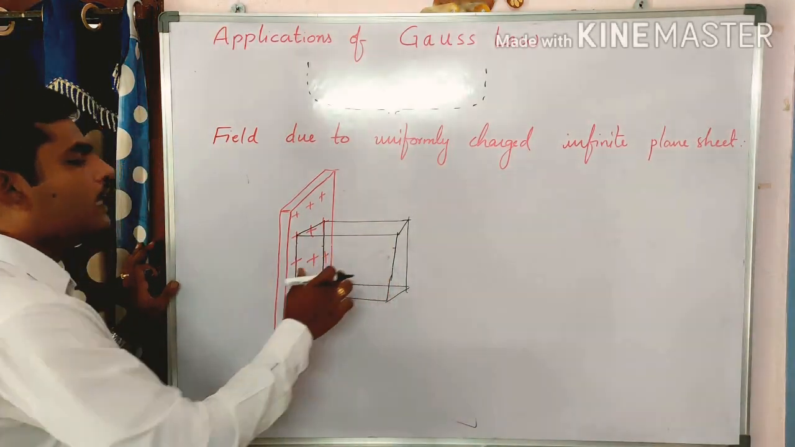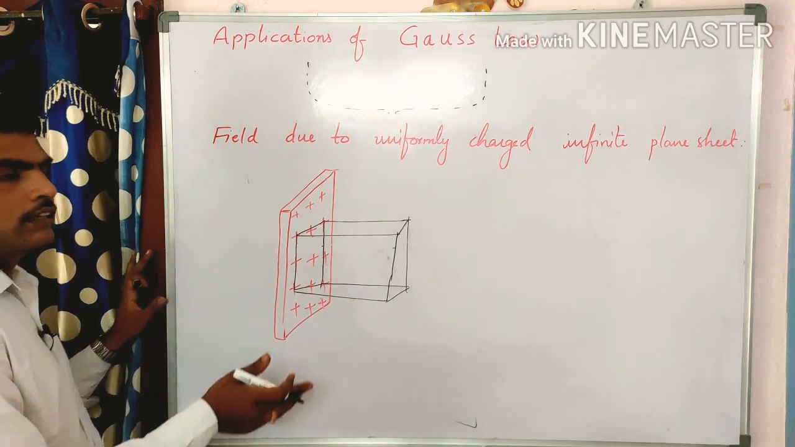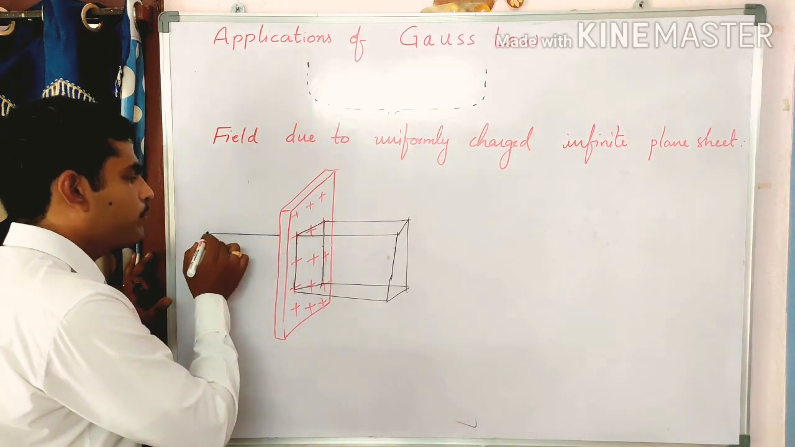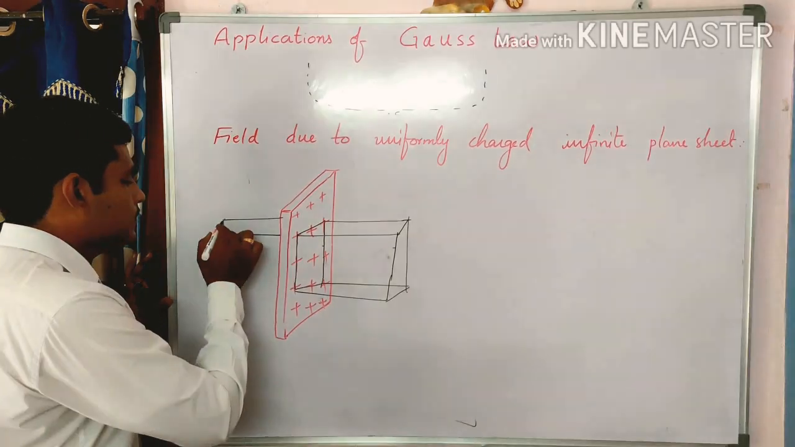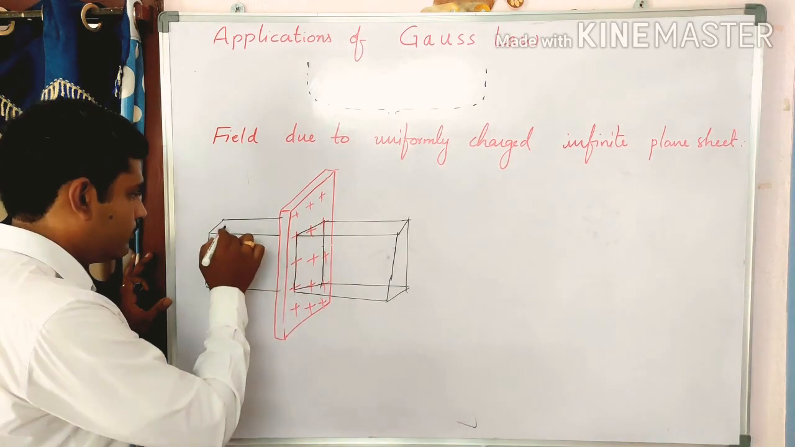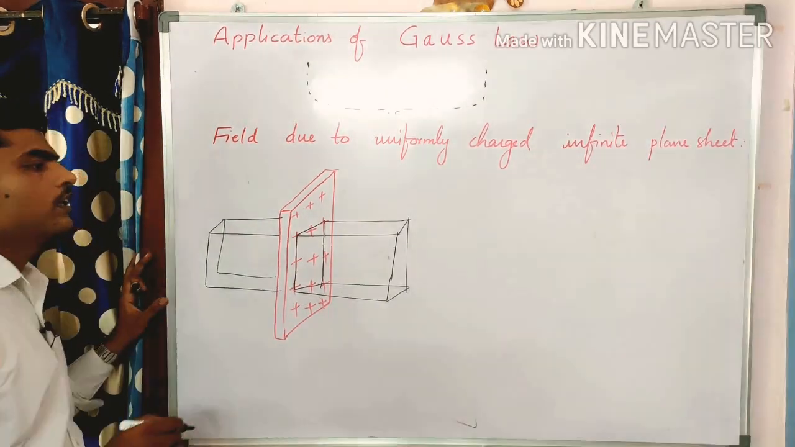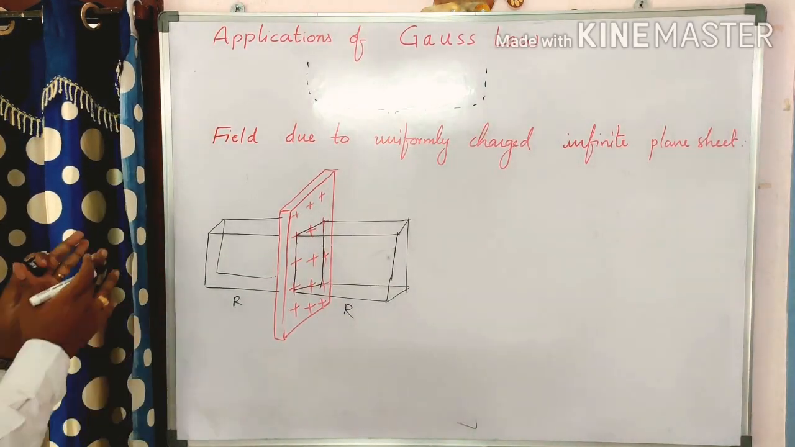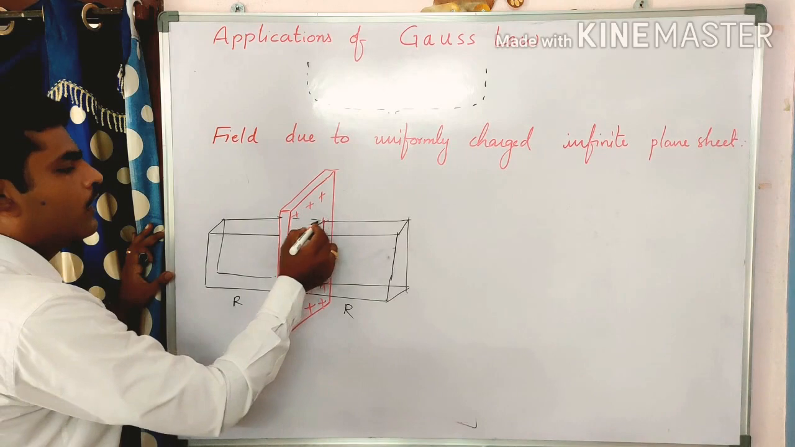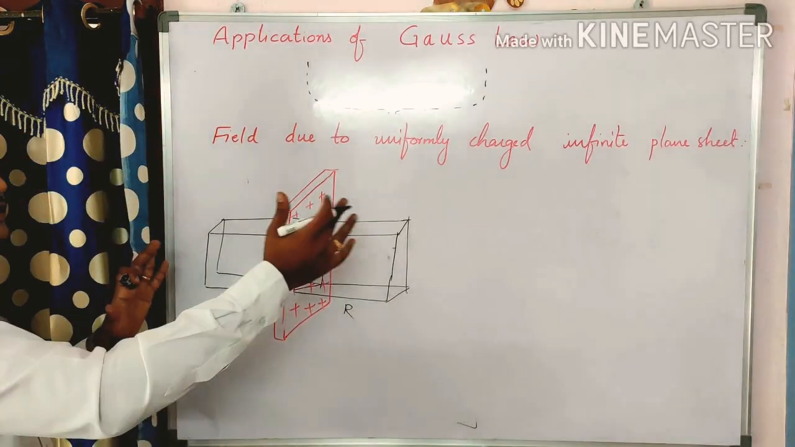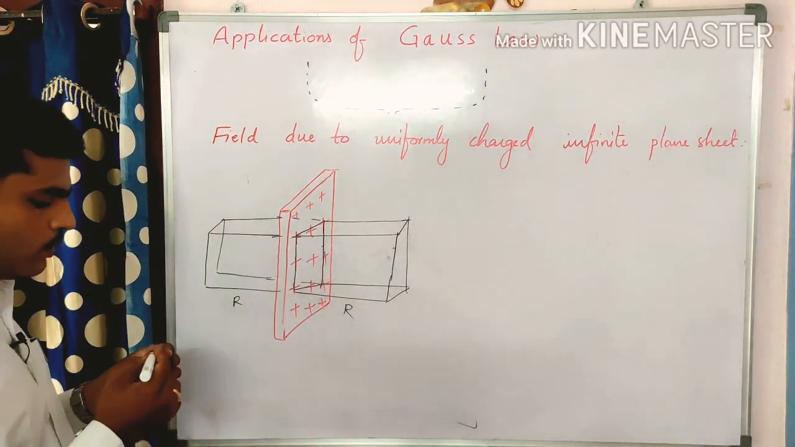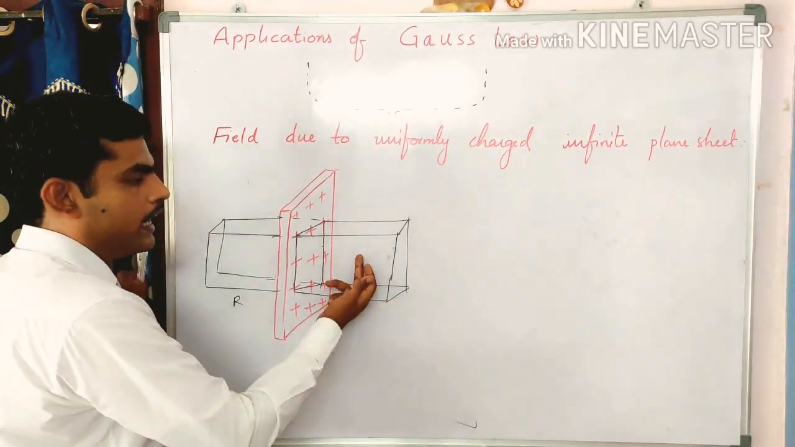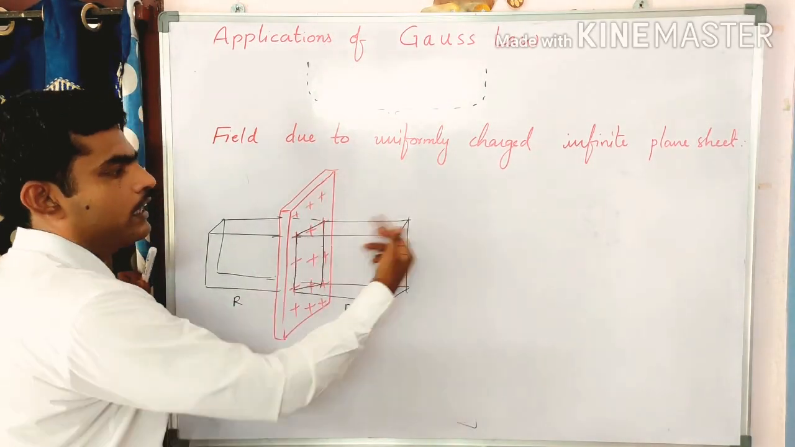So at a distance r, I imagine a Gaussian surface. It is three-dimensional, and I am taking it from both sides. So on this side also, at the same distance r, I imagine a surface. This is the Gaussian surface. This surface has sides: the top side, the bottom side, the lateral sides, and this side.